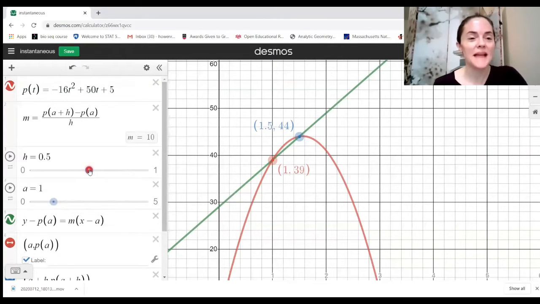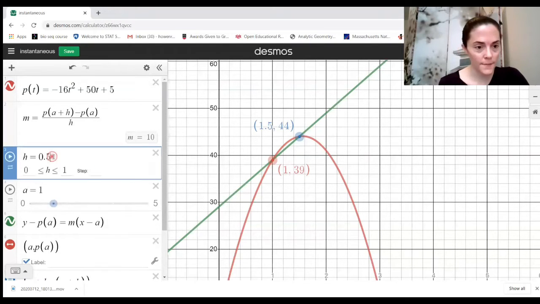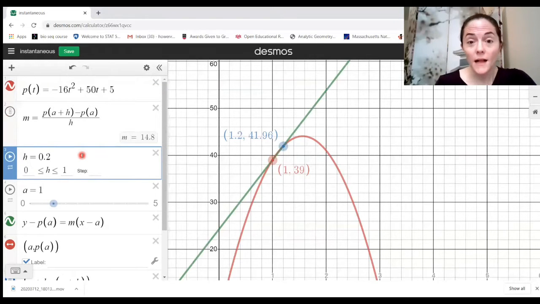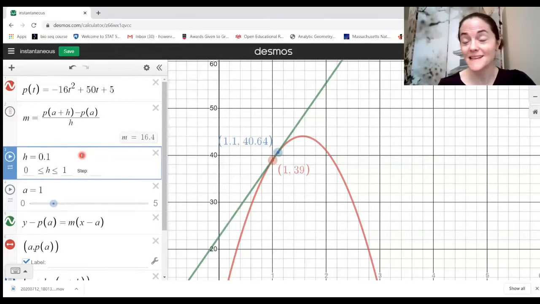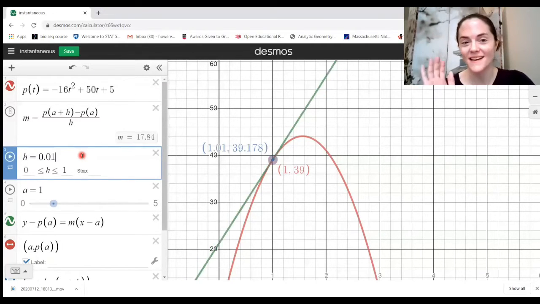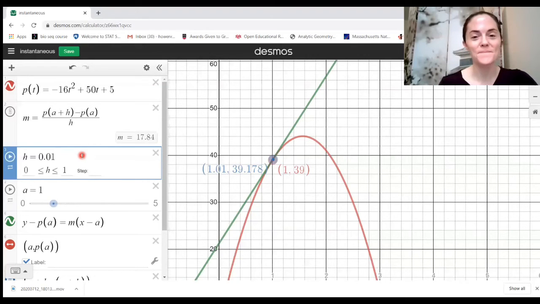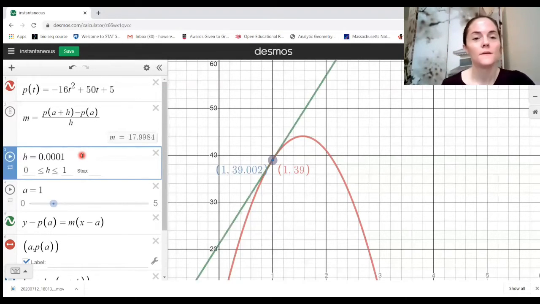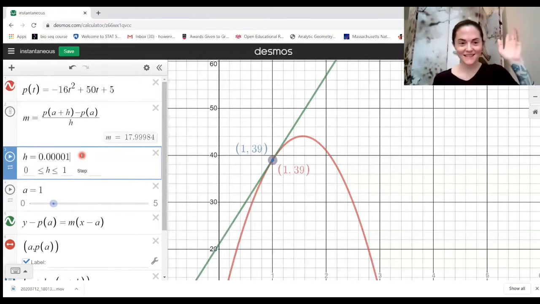Okay, but now let us decrease h more. Maybe I will just type. If we did, let's say, 0.2, well, now we see the average rate of change is 14.8. We did 0.1, we see 16.4. 0.01, 17.84. You see? And now 17.984, 17.9984. Let's do one more, okay? So now this h is, there are 4 zeros and then a 1.